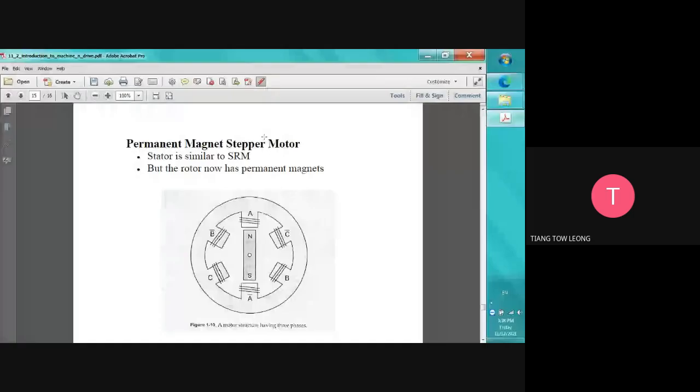And then permanent magnet stepper motor. So similar to SRM, switched reluctance motor, but the rotor now has a permanent magnet. So we have a north and a south pole. Just now, SRM, there's no permanent magnet, only steel. This is only steel. So and then hybrid stepper motor.